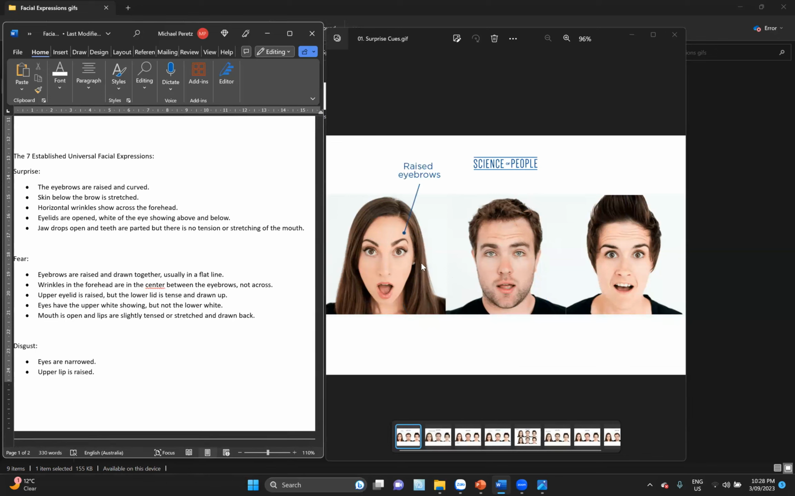We see that the eyelids are opened so that the whites of the eyes are being displayed. And we see that the jaw drops open and the teeth are parted, but there is no tension or stretching of the mouth. So they're not trying to open it as wide as possible. It just kind of hangs open. So these are the indicators of surprise. Whenever you see someone looking at you like this, they're surprised about something. You've managed to shock them in some way.